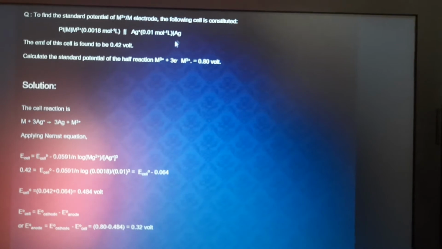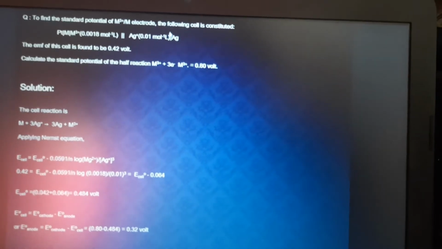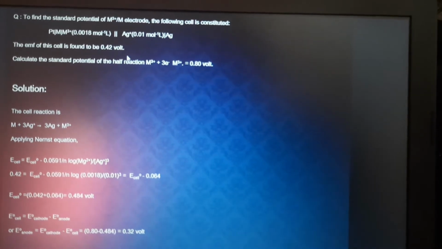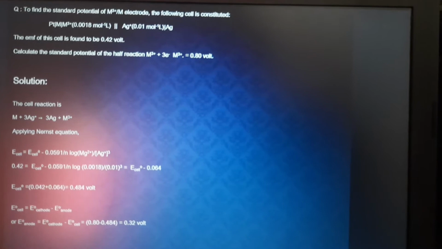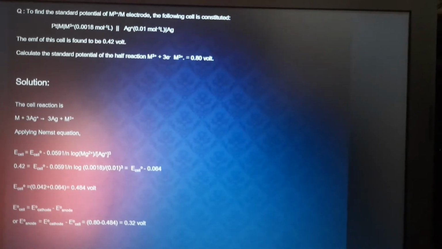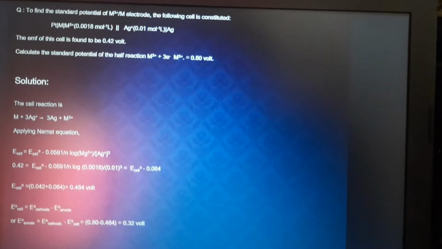So the concentrations are also given. Concentration of anode and concentration of cathode are given. So the EMF of this cell is found to be 0.42 volt. So calculate the standard potential of half reaction of M3 plus and this half reaction. So this is the solution.